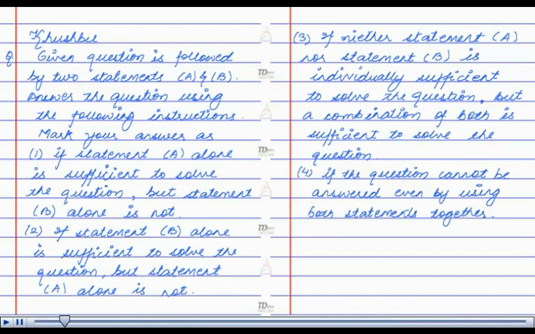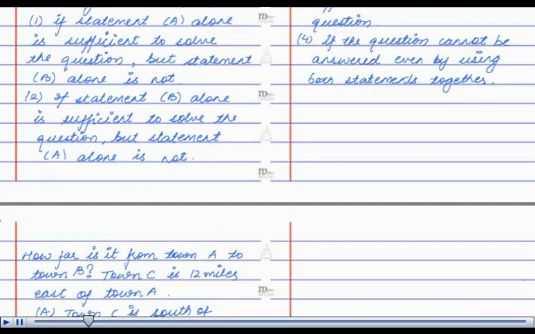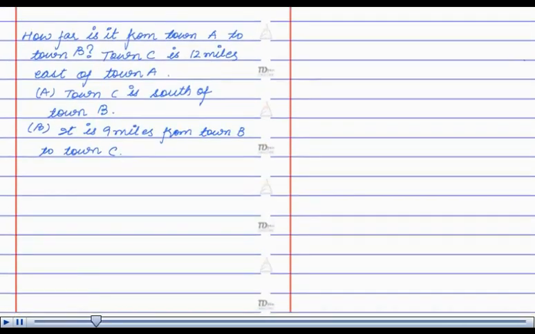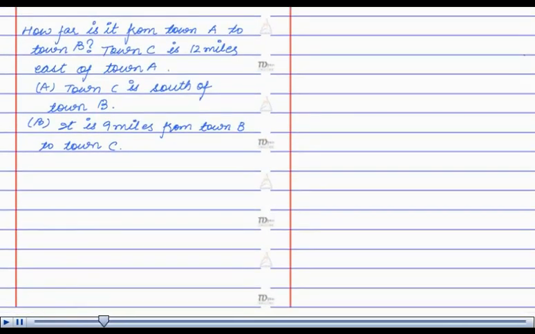Answer the question using the following instructions. A set of 4 instructions has been given, which is followed by the question: how far is it from town A to town B? Town C is 12 miles east of town A. Statement A is town C is south of town B, and statement B is it is 9 miles from town B to town C.